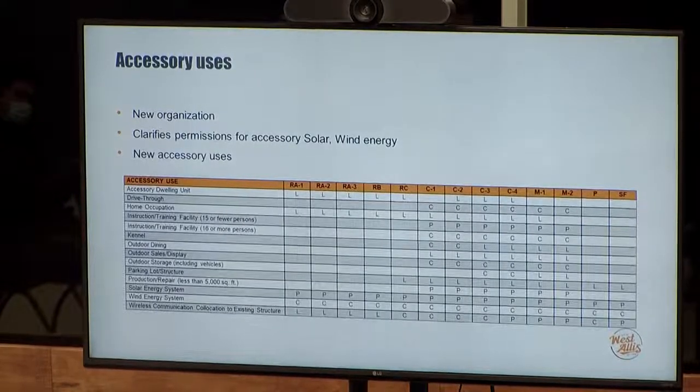That brings us to accessory uses. So Tony just spoke about principal uses, the primary use of the property. Accessory uses are a subordinate use to the principal use. So really, all of these things would be allowed currently now, more or less, as an accessory use.